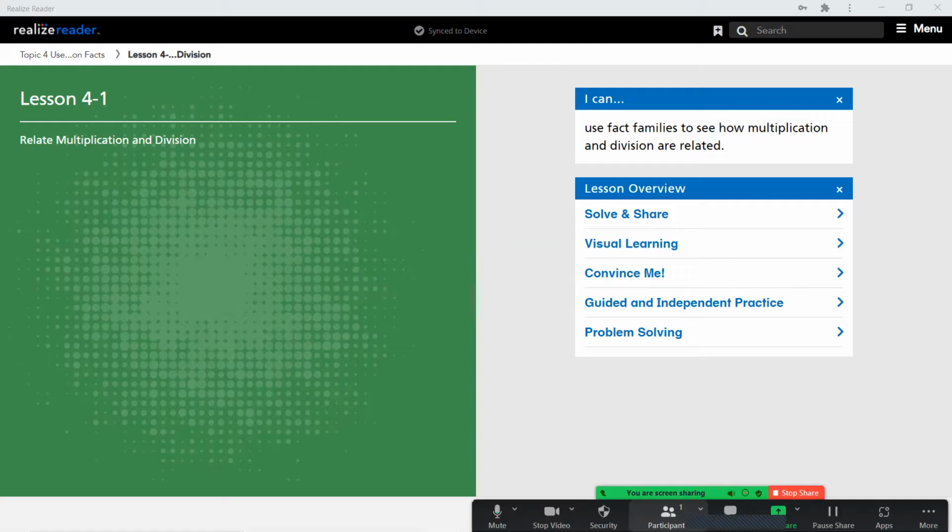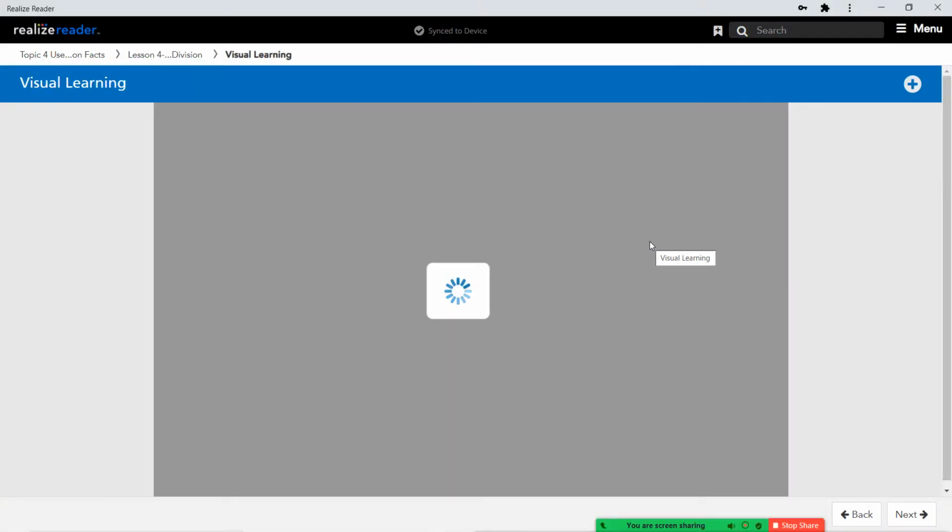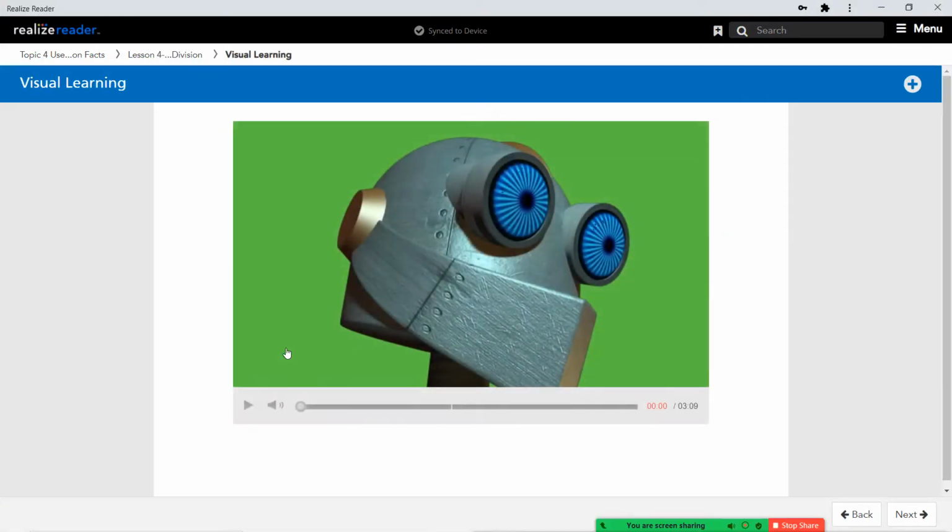In this chapter, we're going to work on relating multiplication and division and learning our different multiplication and division facts. Now, we've already done a lot of work with multiplication. Now we're going to see how it relates to division. Just like we talked about addition and subtraction being inverse operations or opposites of each other, multiplication and division are also inverses of each other. Let's go ahead and watch our video for this lesson before we begin our notes.